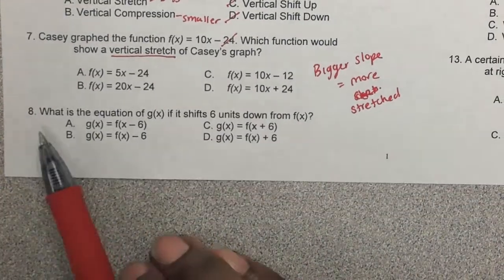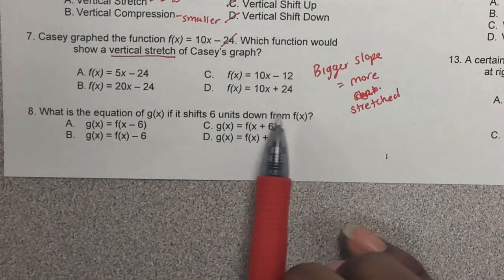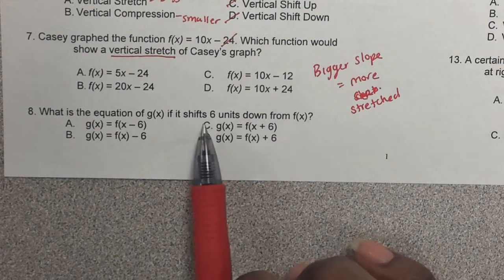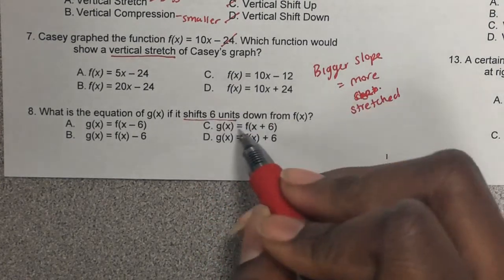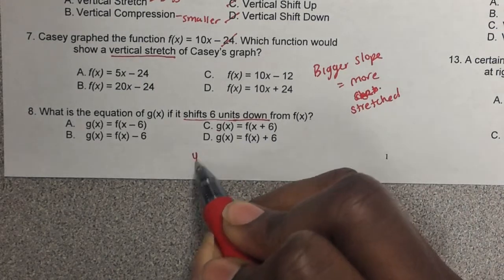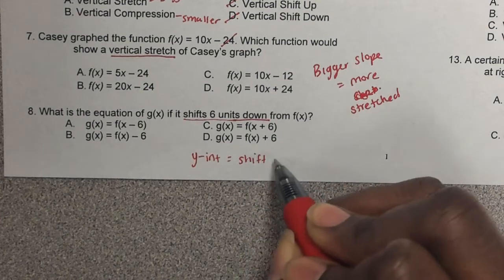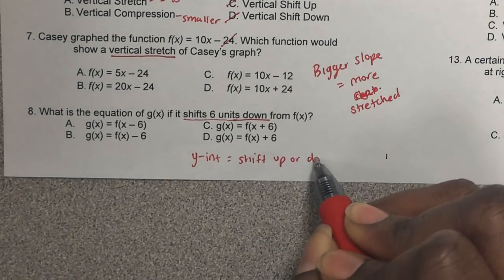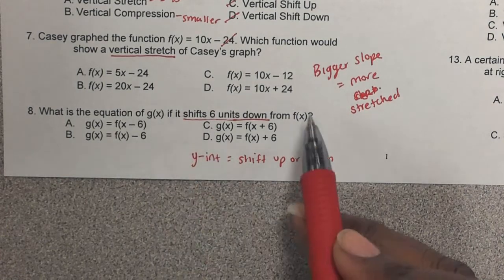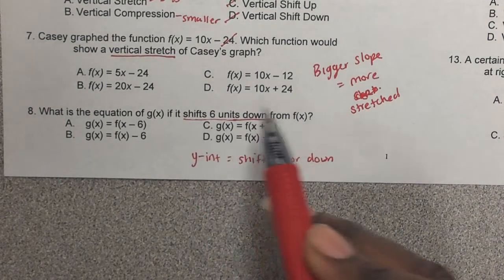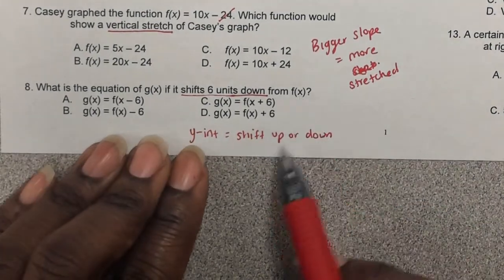Number 8. What is the equation of g of x if it shifts 6 units down from f of x? Okay, this one's different. We need it to shift 6 units down, which means I'm changing the y-intercept if I want to shift up or down. So we took, the new equation is g of x, and we took f of x, and we're shifting it 6 units down.